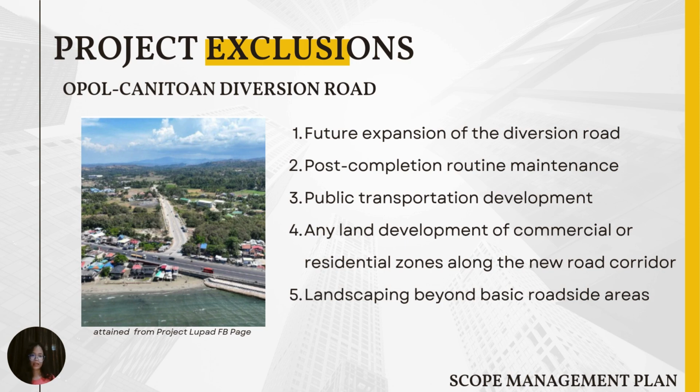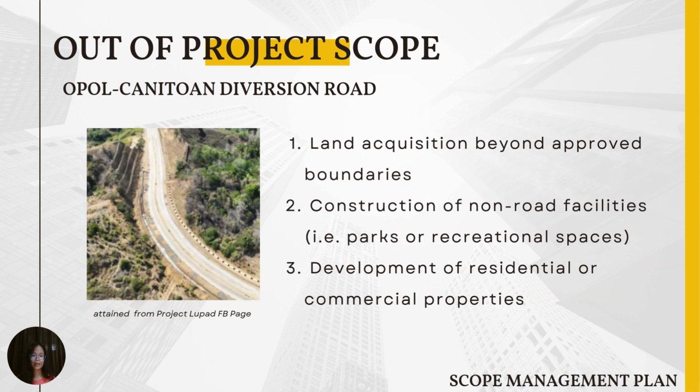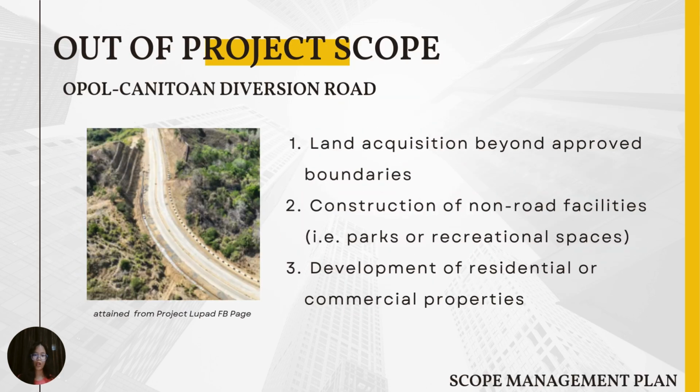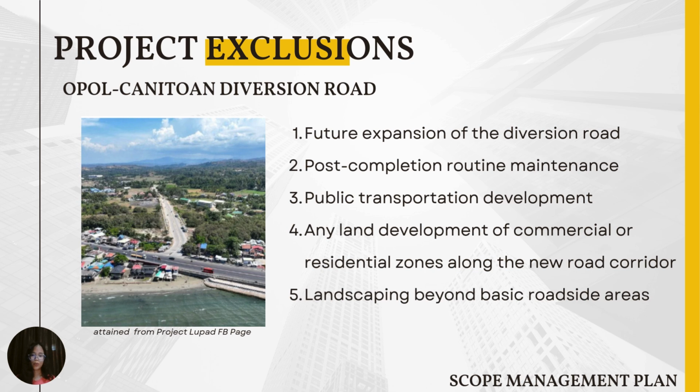project. So the entire scope of the project is the four-lane diversion road, and along that new road corridor, it is excluded to have any land development of commercial or residential zones, as well as the development of further public transportation or landscaping.